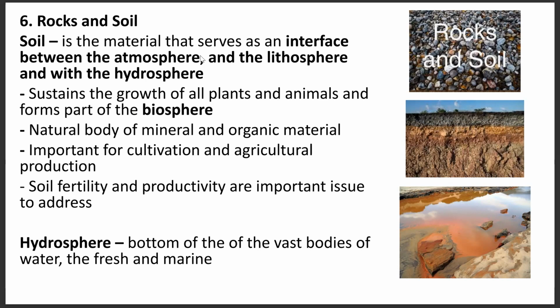Atmosphere is the air blanket. The lithosphere is composed of the rocky layer of the earth, and the hydrosphere, of course, is covered by water. Soil is a natural body of mineral and organic material, important for cultivation and agricultural production. Soil fertility and productivity are important issues to address, of course, when we are talking about ecosystems. The bottom of the vast bodies of water, the fresh and the marine, is also covered with soil.